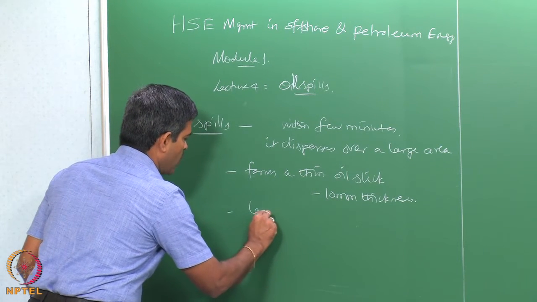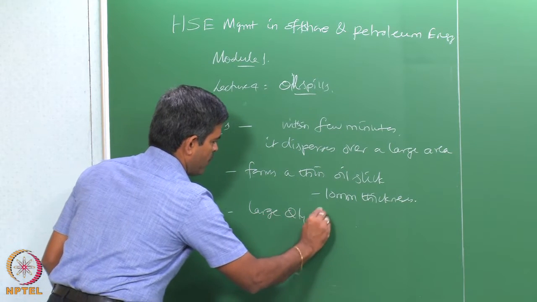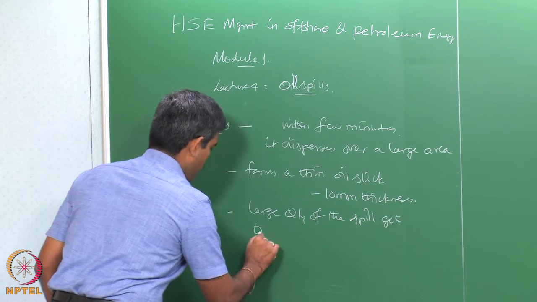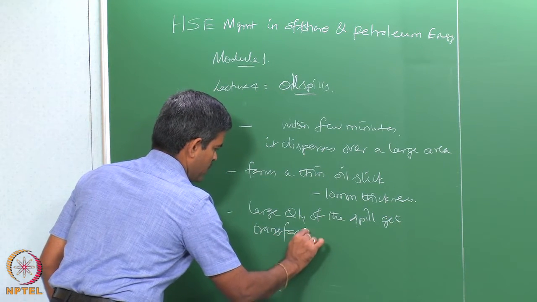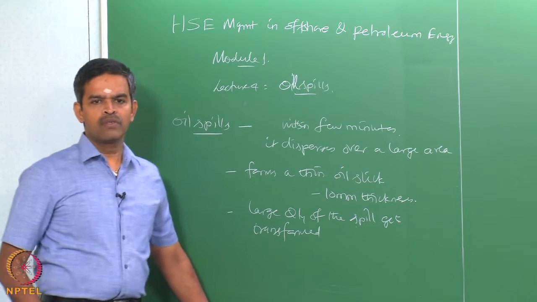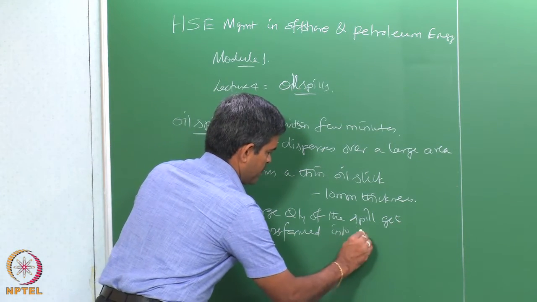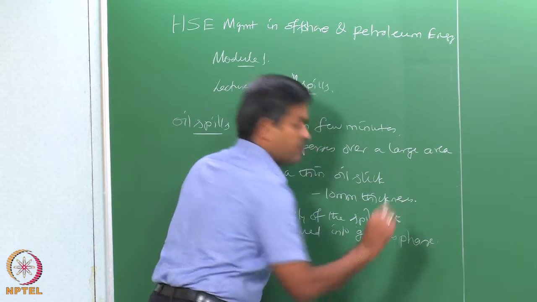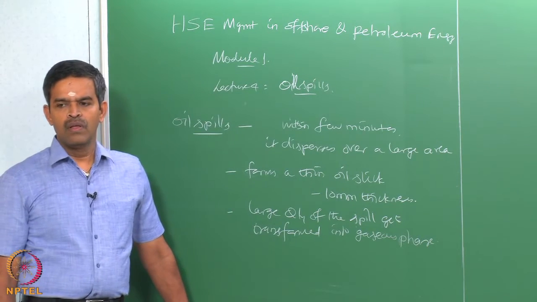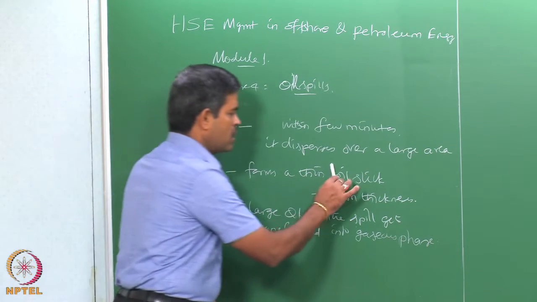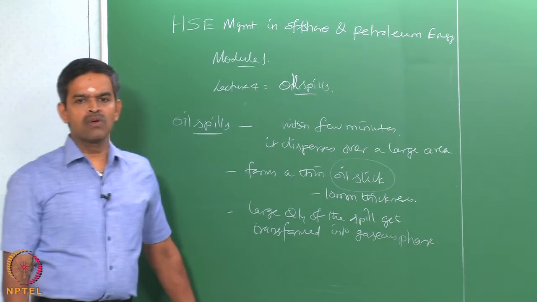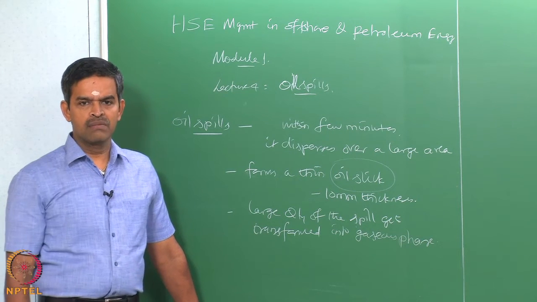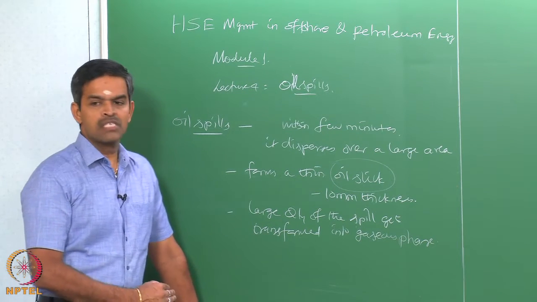Let us say a large quantity of the spill gets transformed into gaseous phase. Of course, the oil slick becomes water soluble. The hydrocarbons, the remaining fractions being viscous, reduce the slick spreading.